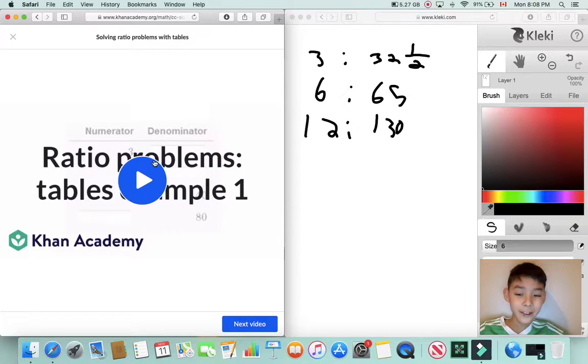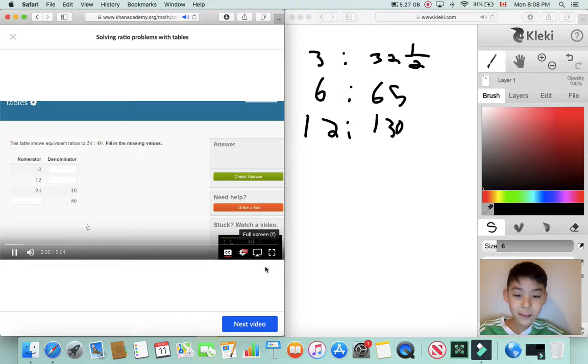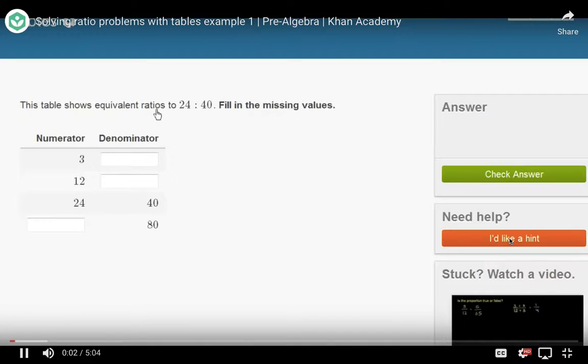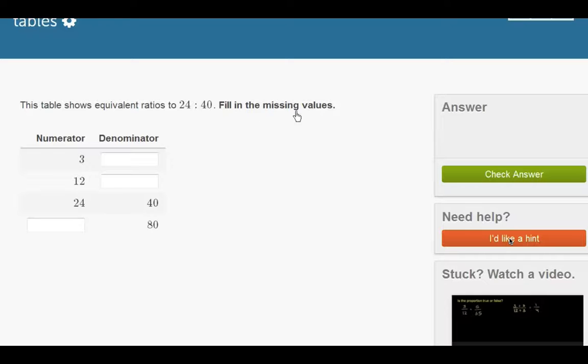Oh, I knew that. We're told this table shows equivalent ratios to 24 to 40. Fill in the missing values. And they write the ratio 24 to 40 right over here. When the numerator is 24, the denominator is 40. So in that way you can think of 24 over 40. But then they want us to write equivalent ratios where we have to fill in different blanks over here in the denominator and here in the numerator.